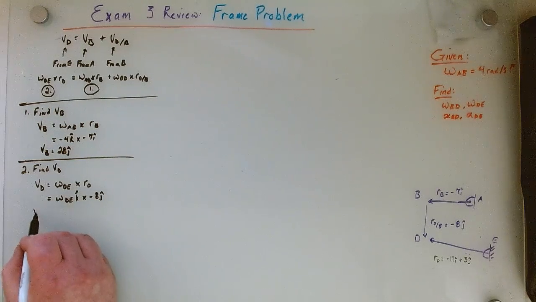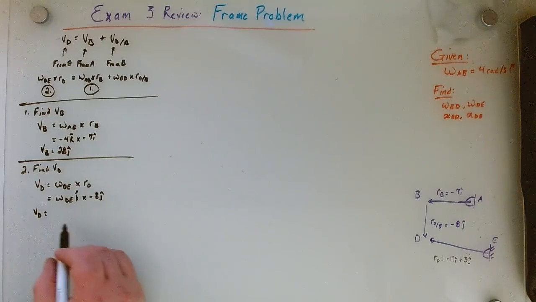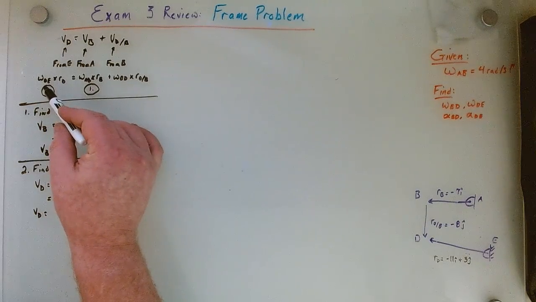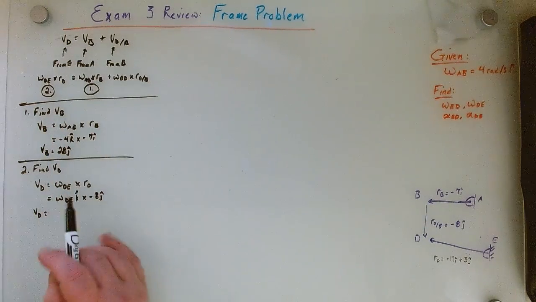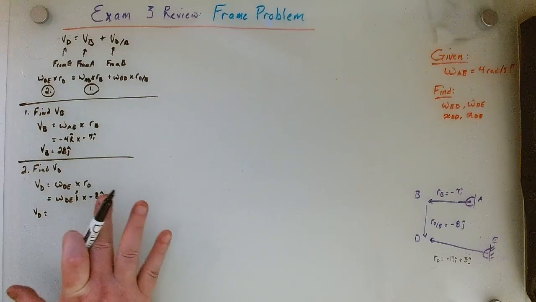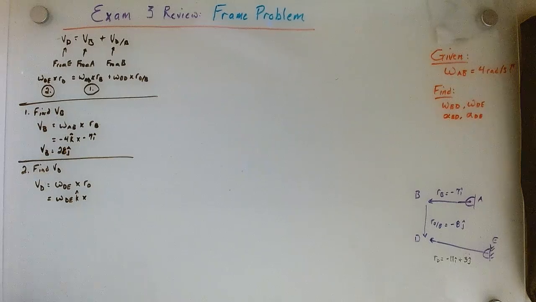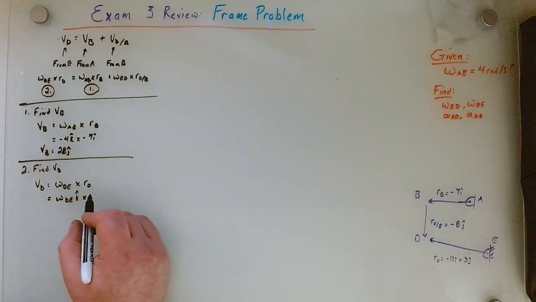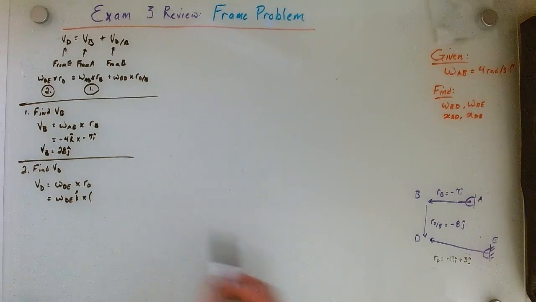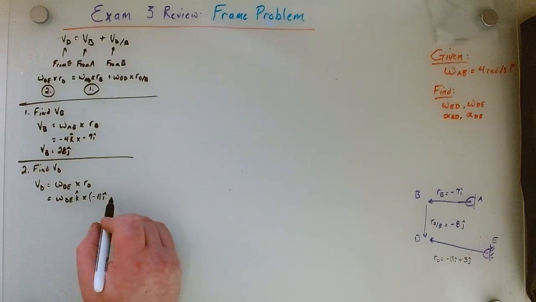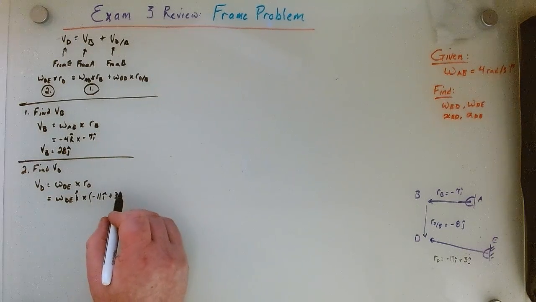So V sub D is from E. This is the wrong one. That is not true. Hold on. Let's do this right. So from here, this is minus 11 plus 3, so minus 11I plus 3J.